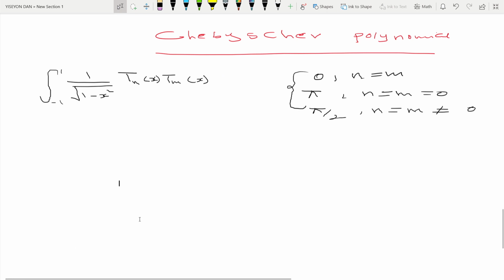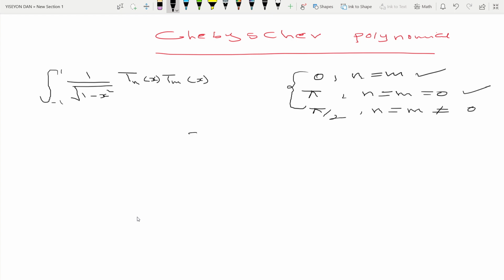All right, so guys, we have a question on Chebyshev polynomial, and we have to prove the integral, and we have three different conditions in proving the integral. The first condition is when n is not equal to m. The second condition is when n is equal to m and it is equal to 0, and our answer is pi. And lastly, we have the third condition.